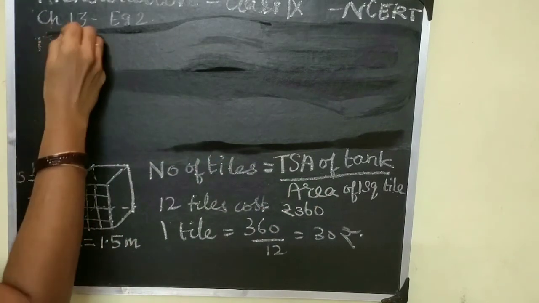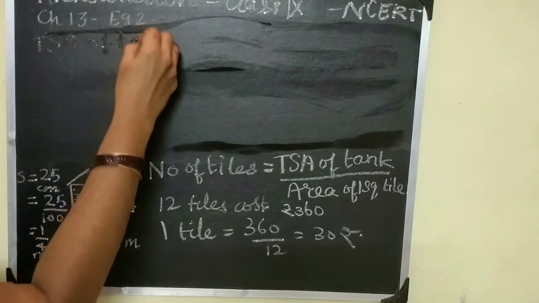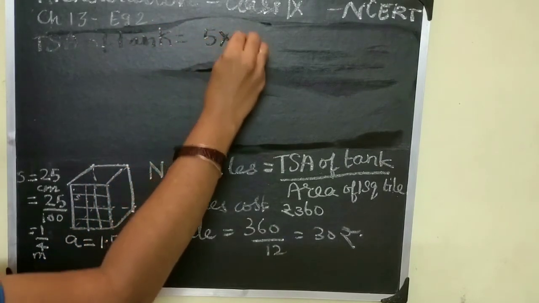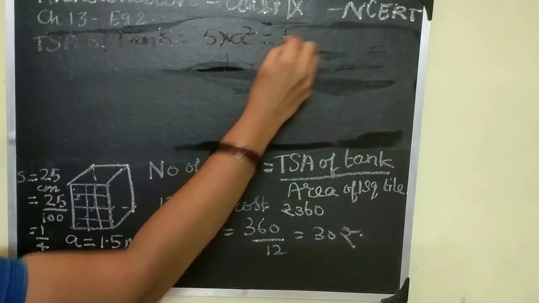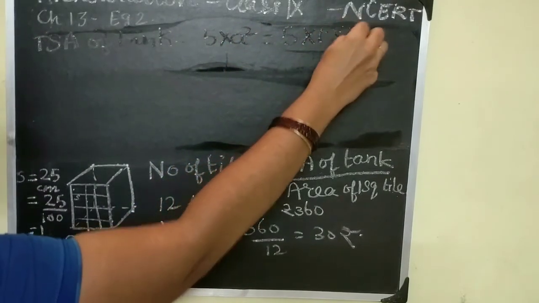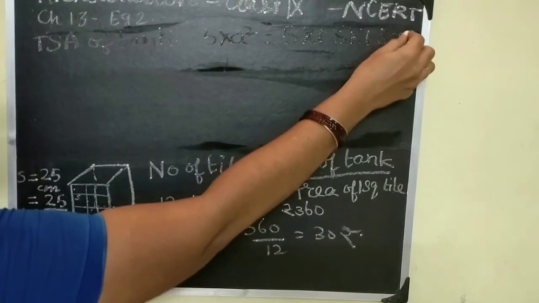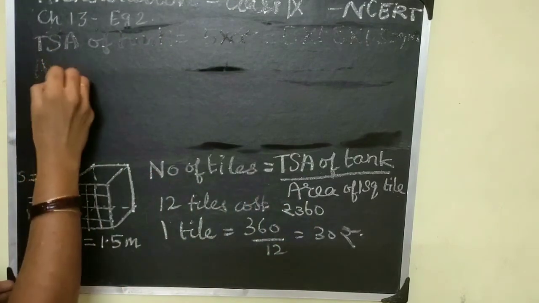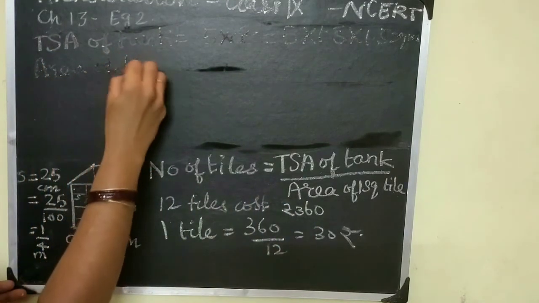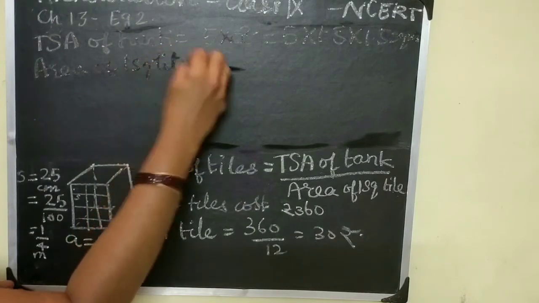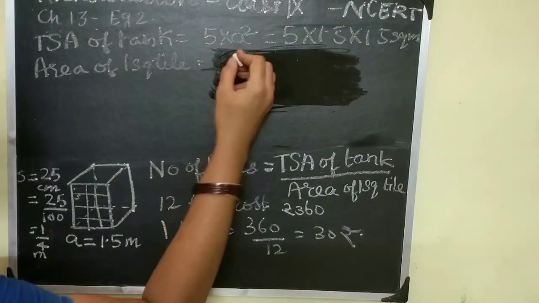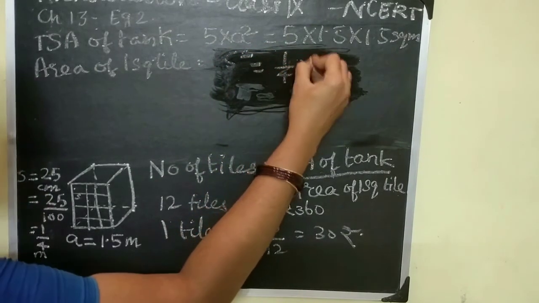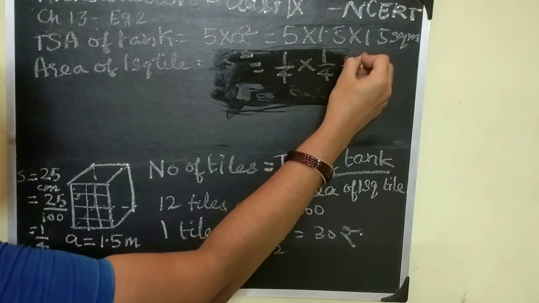So the TSA of the tank. Remember, he has excluded the base, so it is 5 surfaces into a square. So 5 into 1.5 into 1.5 square meter. Next is the area of one square tile. So area of one square tile is going to be side square, s square, which is equal to 1 by 4 into 1 by 4 square meter.